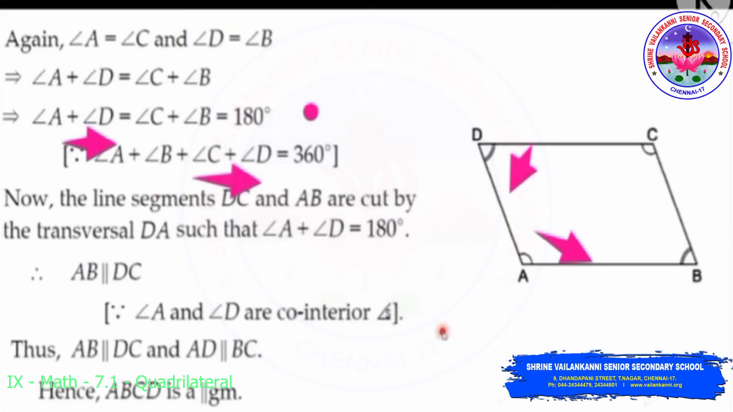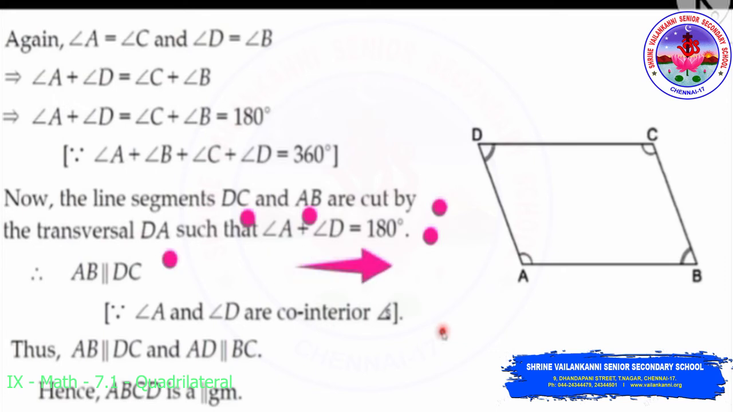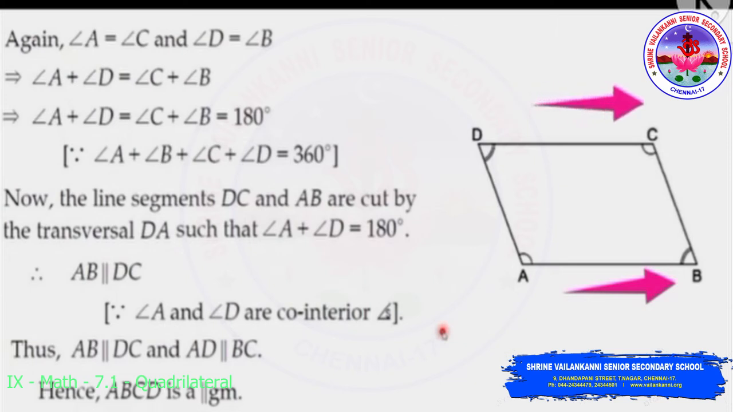Now I am going to take the lines DC and AB. Similarly here, when DC and AB are cut by the transversal AD, and already in the previous step we proved that angle A plus angle D is equal to 180 degree. So I am going to use this with the co-interior concept. So coming to the solution, segments DC and AB are cut by the transversal DA, making co-interior angle sum 180. So AB is parallel to CD. We have proved that AB is parallel to CD and AD is parallel to BC. So hence the quadrilateral ABCD becomes a parallelogram.